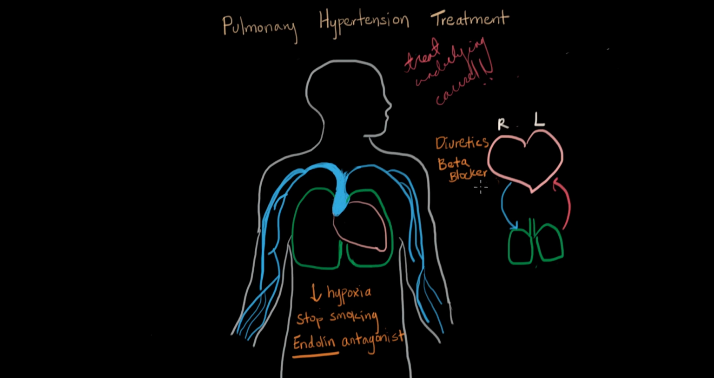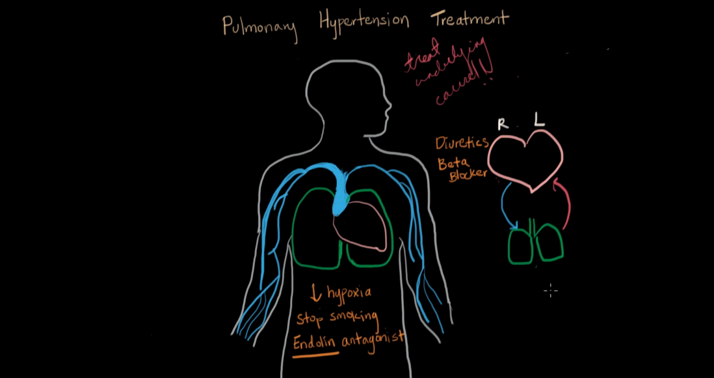These same treatments could help the left side of the heart. Left side, remember, can cause pulmonary hypertension because it's not pumping out blood to the body like it's supposed to, and it backs up into the lungs. So diuretics and beta blockers can help that too, by decreasing the workload, giving this dysfunctional left heart a better chance to do its job.